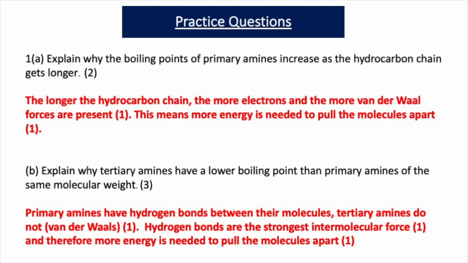Now part B is asking you to explain why tertiary amines have a lower boiling point than primary amines of the same molecular weight, and it's because primary amines have hydrogen bonds between their molecules and tertiary amines do not. They have van der Waals forces between them which are much weaker. So that idea gets you 1 mark, and hydrogen bonds are the strongest intermolecular force, 1 mark for saying that, and therefore more energy is needed to pull the molecules apart, and that's why primary amines have a higher boiling point than tertiary amines. So there's 3 marks for that question.